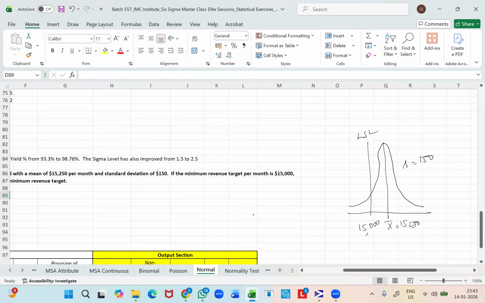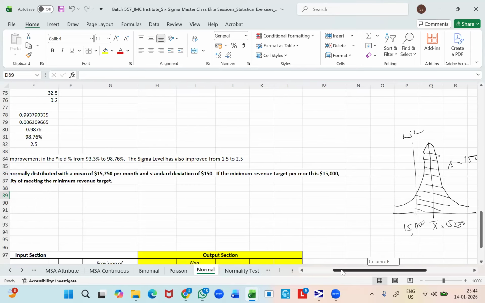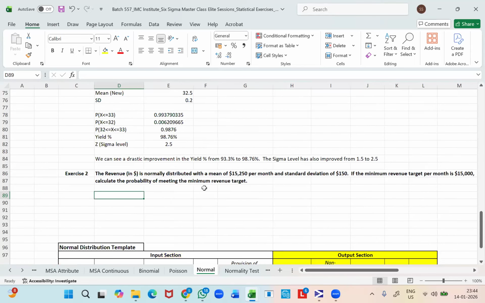Right, on the right side of 15,000. Clear? Others? So when 15,000 is the minimum revenue target, the probability of meeting the minimum revenue target will be the area to the right hand side of this value 15,000. If you go towards the right hand side, it will be greater than 15,000. So 15,000 and above is when you can say that you have met the minimum revenue target. So the right hand side area to this value 15,000 is what we are supposed to find out for this particular case scenario, right?